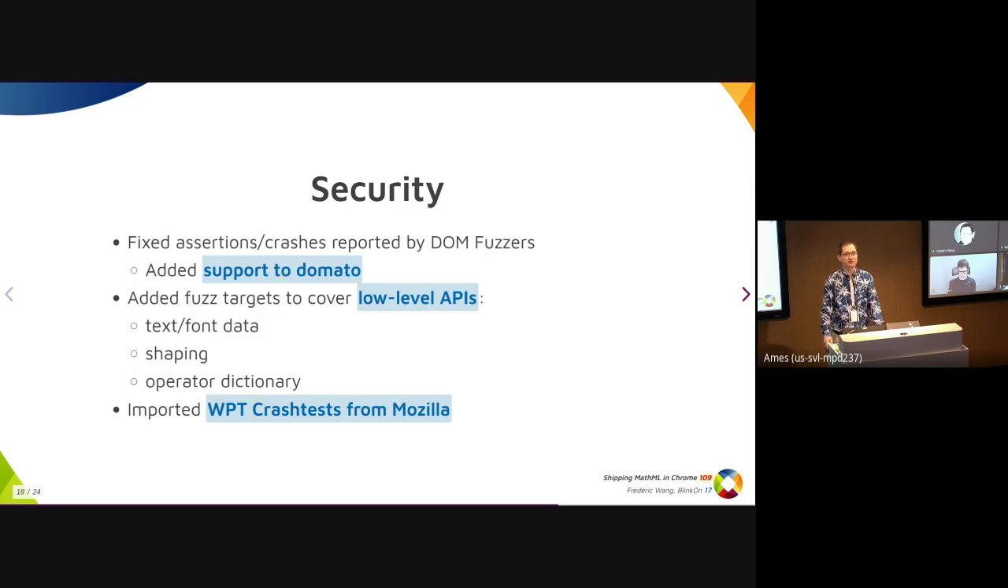So if you see the glass half full, I guess we can say that the MathML support in Chrome is pretty stable. We didn't get any new security crashes or anything. But of course, if you see the glass half empty, maybe you can say that the fuzzing support is not good enough. So I'm happy to hear if you have any ideas on how to improve this for MathML.